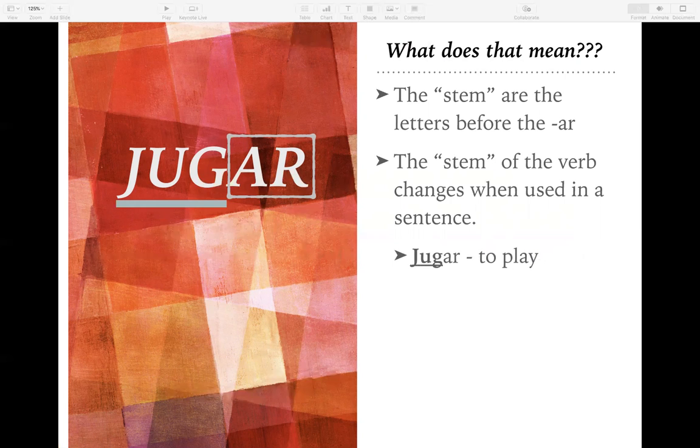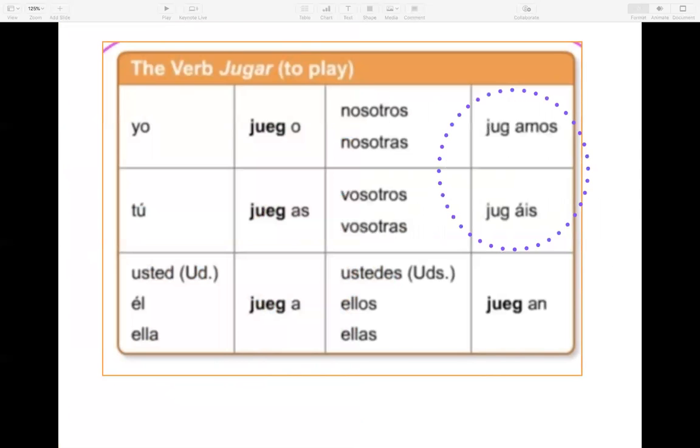So jugar means to play, J-U-G. But when you put it in a sentence, yo juego el tenis, I play tennis, you'll notice that J-U-G changes to J-U-E-G. So let's take a look at the verb as a whole. You might notice that, especially if you've already looked at this in your course, the U changes to UE only in 4 of the forms.